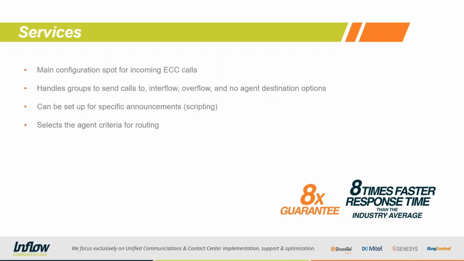So specific circumstances, like if the call is waiting for a certain period of time, what you want to do with it, or if there's no agents logged into the queue. And also can be used to select the agent criteria for routing. So how the agents in the group that get routed will actually be presented to the call. So these are all things that you can do at the service level.